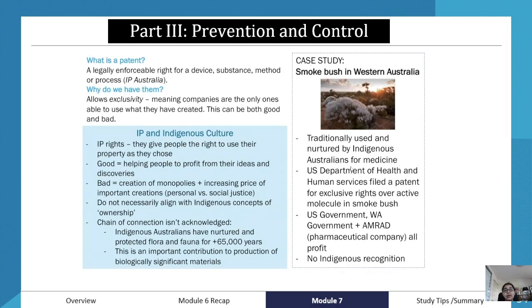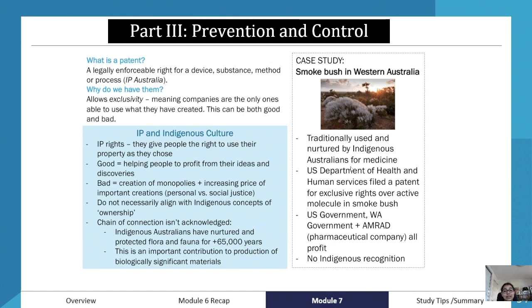So finally, prevention and control, looking firstly at patents. Patents are used when, for example, the vaccine formula has been patented. Different companies have patented their different molecules or different processes. But generally, a patent is a legally enforceable right for a device, substance, method, or process. So, IP Australia, and why do we have them? Because it means exclusivity, and so your intellectual property cannot be copied.